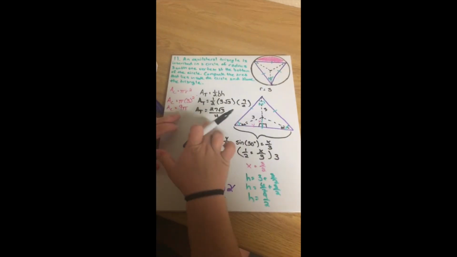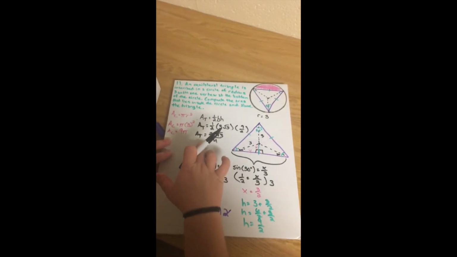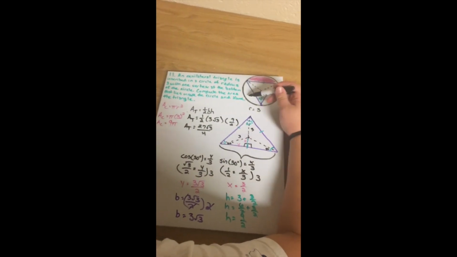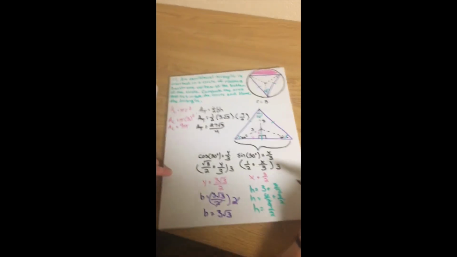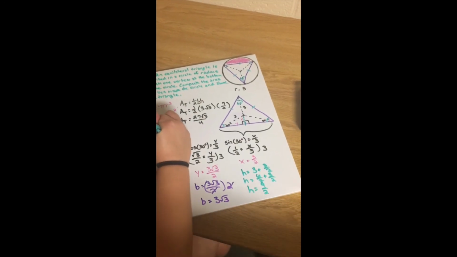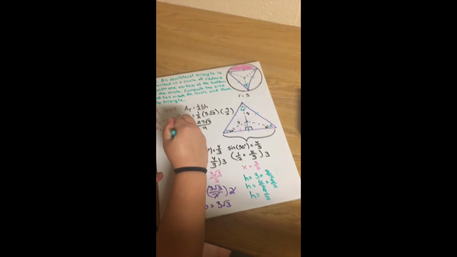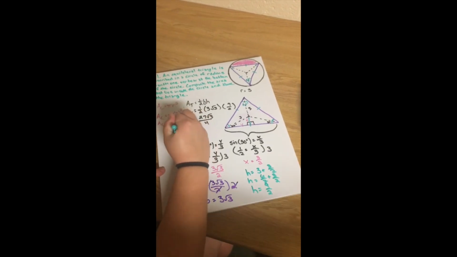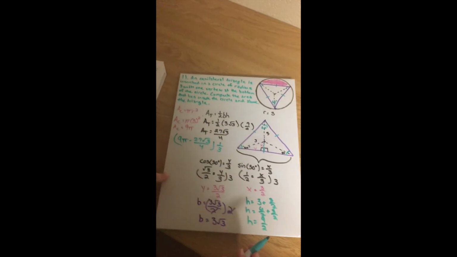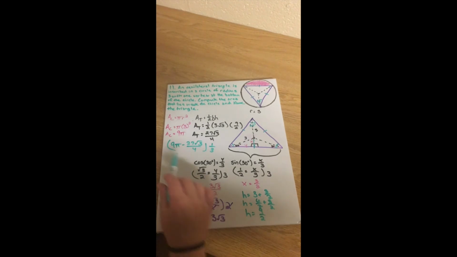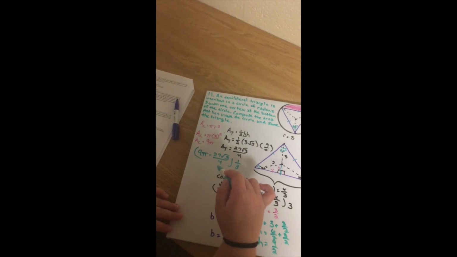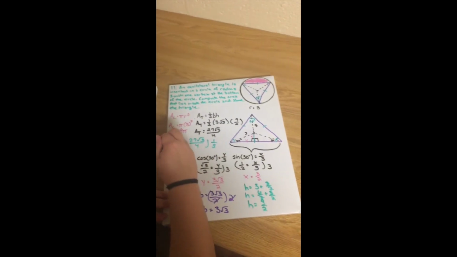Now, what we have to do is subtract the area of the triangle from the area of the circle. However, if we were to do that, it would give us the area of all three of these sectors. And what we want to do is only find one. So, when we subtract these, all we're going to do is multiply it by 1/3. So, your final answer, the area of this section right here, is 9 pi minus 27 root 3 over 4, times 1/3.